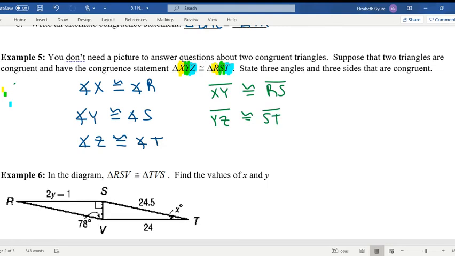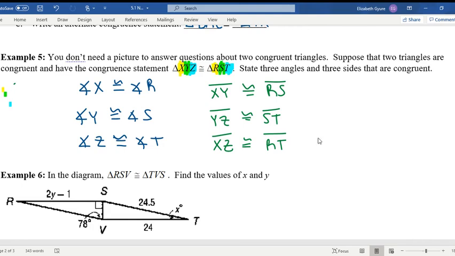Exactly. Okay, so I got XY with RS and YZ with ST. What would be the third combination? Charlie? Okay, XZ. Trenton, I saw you were going to say something. Trenton, what do you think that would go with? Yeah, exactly. XZ would have to go with RT. Because XZ is the first and the last, so that would have to go with the first and the last. Good. Questions about how that works?